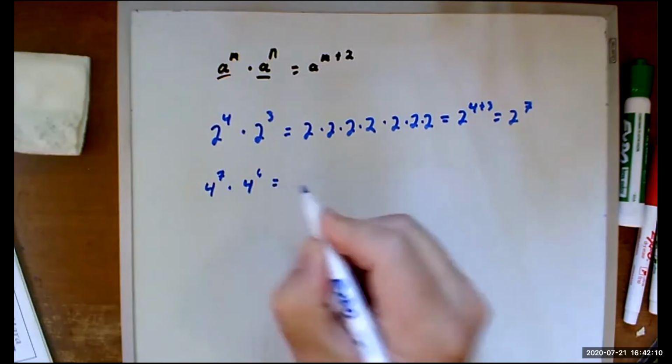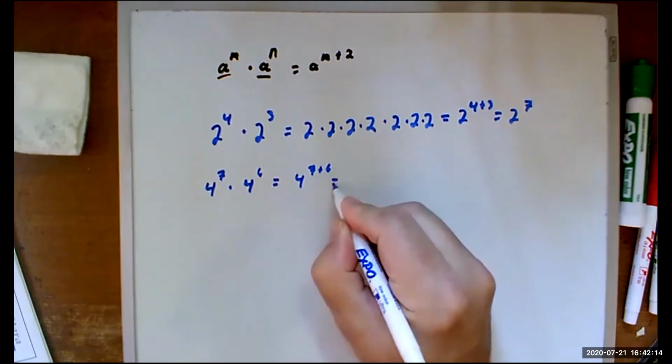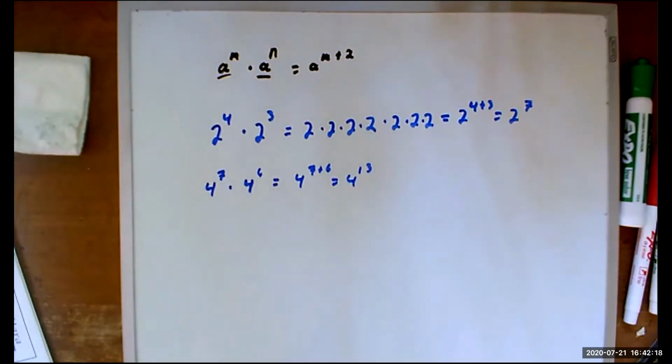Another quick example, without the middle part: if I had 4 to the power of 7 times 4 to the power of 6, that would be 4 to the power of 7 plus 6, or simply 13.